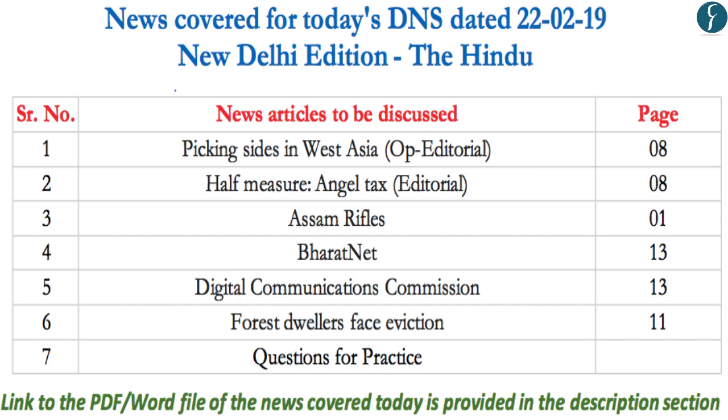Now we would be analyzing the Delhi edition of the Hindu newspaper of 22nd of February 2019, and the news that would be covered today is given on the screen, and the timestamp for the same is given in the description and the comment section given below. And so now with this, let us start with the first article.